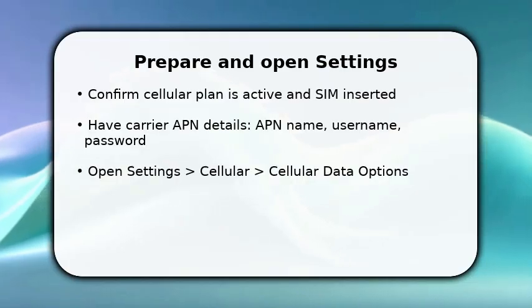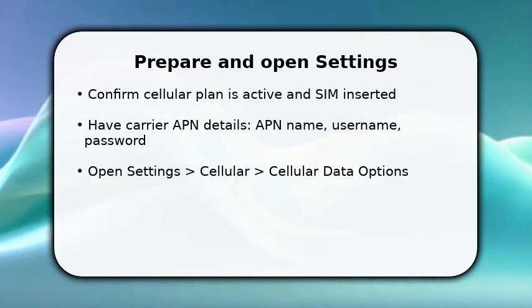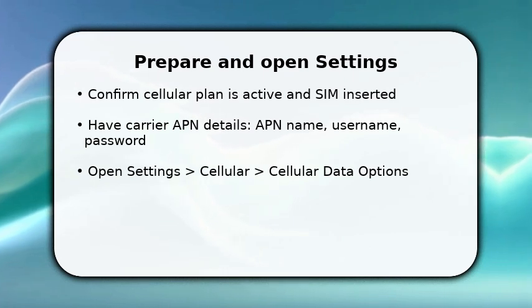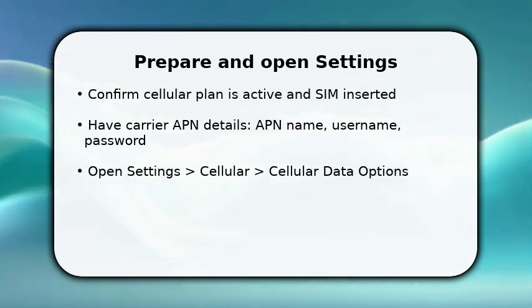You start with essentials. Make sure your SIM is in and the cellular plan is active, because the iPhone shows APN only when a carrier is present. Once done, gather the carrier APN values, APN name, username, password, so you don't toggle back and forth.